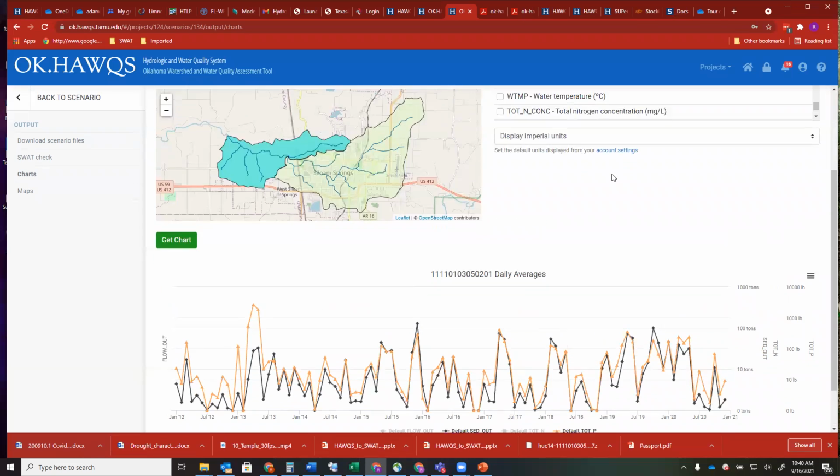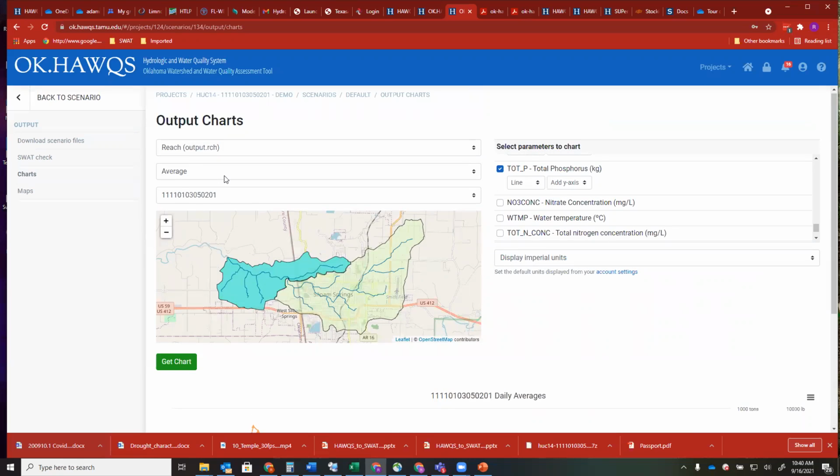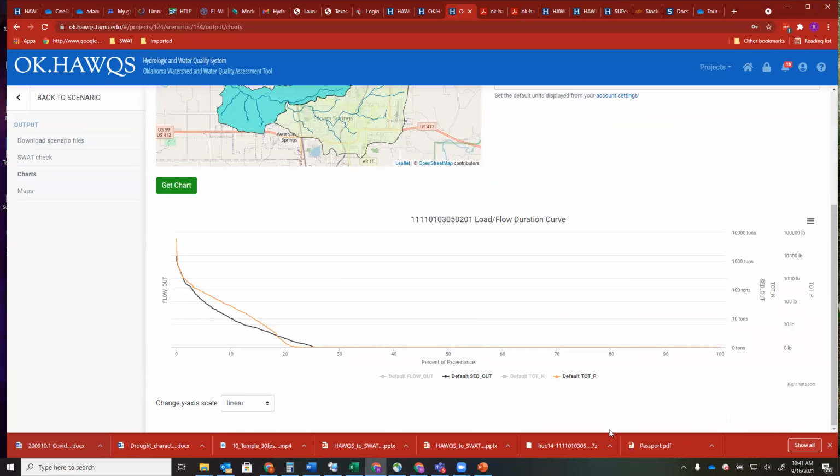Actually, let's say you really don't want to do the average. You want to look at the flow duration curve. You all know what the flow duration curve is, the probability of exceedance curve. So you can say get chart, and you'll be able to see that very quickly, the flow duration curve.